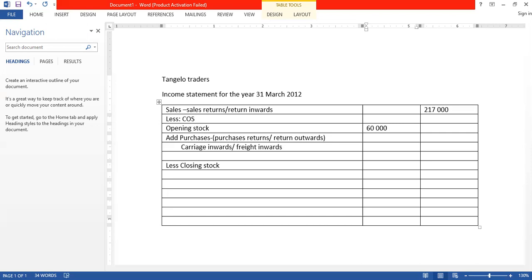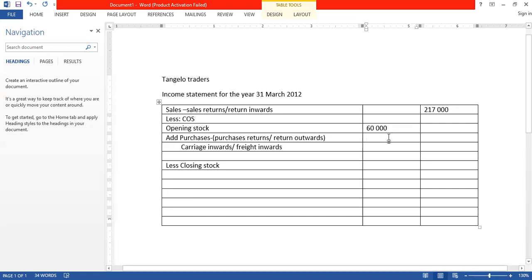And closing stock, normally if you are given a trial balance, a closing stock will always be under additional information. Do you understand? And the next thing is to add our purchases. We have to add our purchases amount.